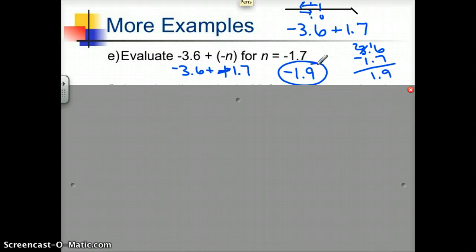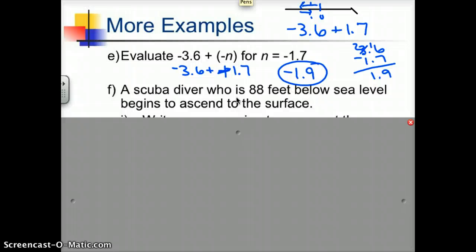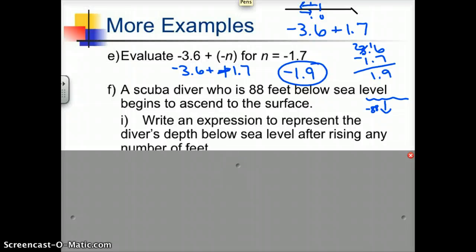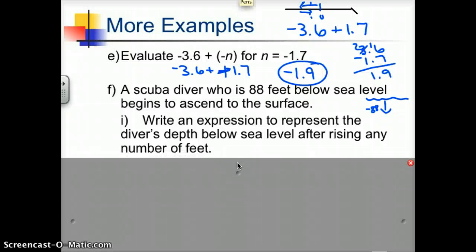Okay, let's look at a little word problem. A scuba diver who is 88 feet below sea level begins to ascend to the surface. So there's the water, and he's down here 88 feet. So he's at negative 88 below sea level. I want you to write an algebraic expression to represent the diver's depth below sea level after rising any number of feet. Right now he's at negative 88, and we can call n the number of feet he rises, because I need something that represents any number of feet.